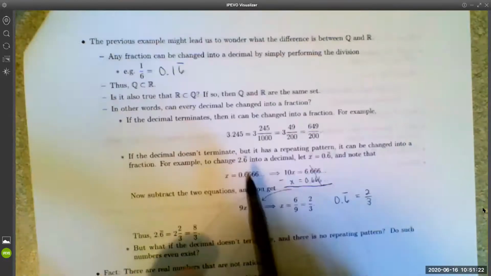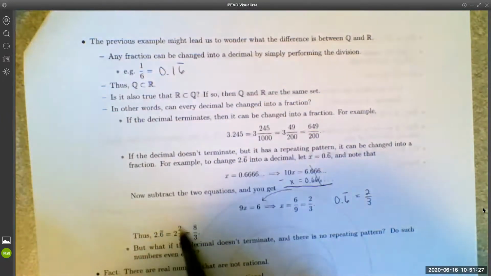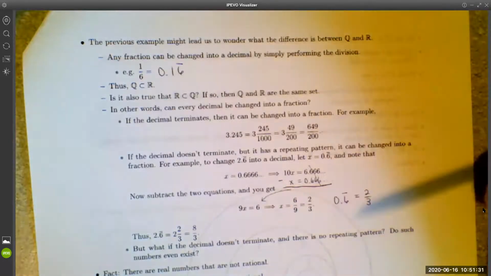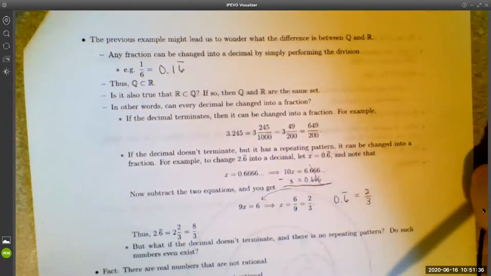So getting back to the original thing, right, 2.6 repeating on and on forever would just be 2 and 2/3, which can be changed into 8/3. So there you go, right? And you can verify that on your calculator. Type in 8 divided by 3, and you'll get 2.6 repeating on and on forever.